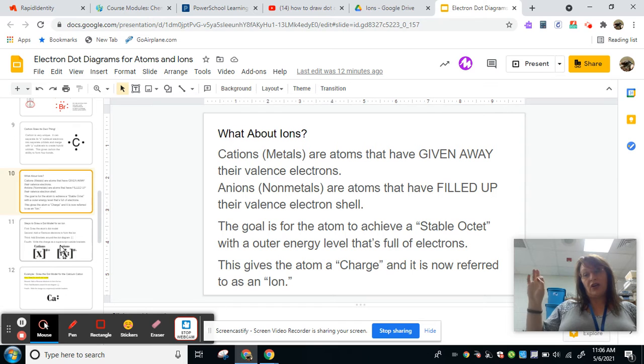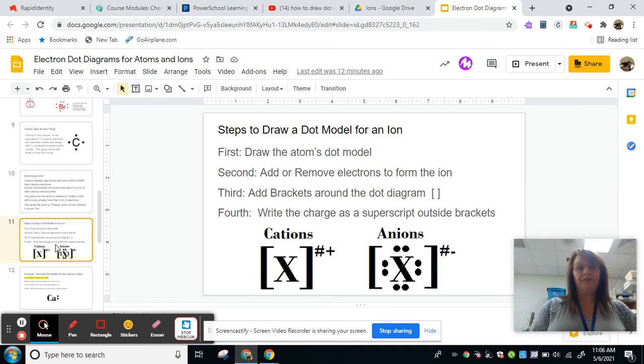And we always write the charge as a little superscript. And we refer to the atom now not as an atom, now it's called an ion. Once it's charged, it's an ion. So how do we draw dot models for these ions? Well, for cations, we just take away all the valence electrons. We put brackets around it to remind ourselves, hey, this isn't an atom, this is an ion. And we write the charge in the top right corner. For anions, we fill up enough electrons to make 8, or in the case of helium, to make 2. Hydrogen and helium would be filled with 2. And then again, brackets, and we write the charge in the top right corner.